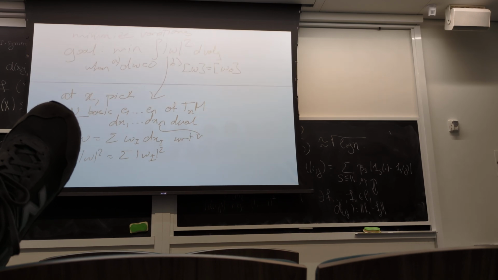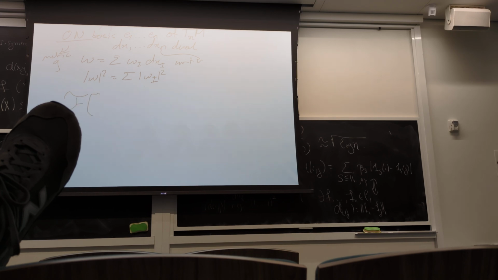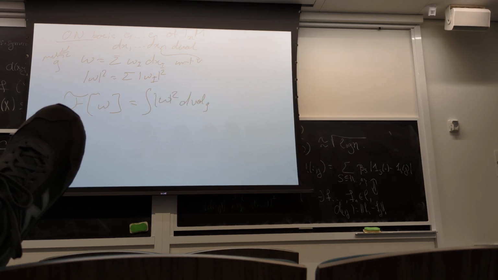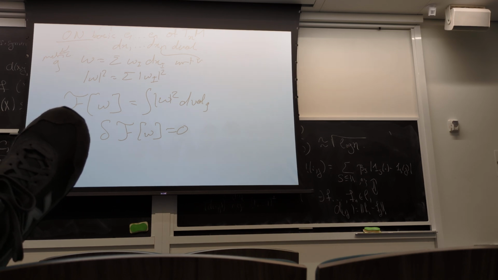Okay. So last time we discussed that if you have this sort of functional of omega, which is the integral of omega squared with respect to volume, then what you want to do is to say that a little variation in f of omega is equal to 0. And this is just analogous to the function in the vector field case. You just want the little variation to be 0, and then this is a necessary condition to have a minimum.